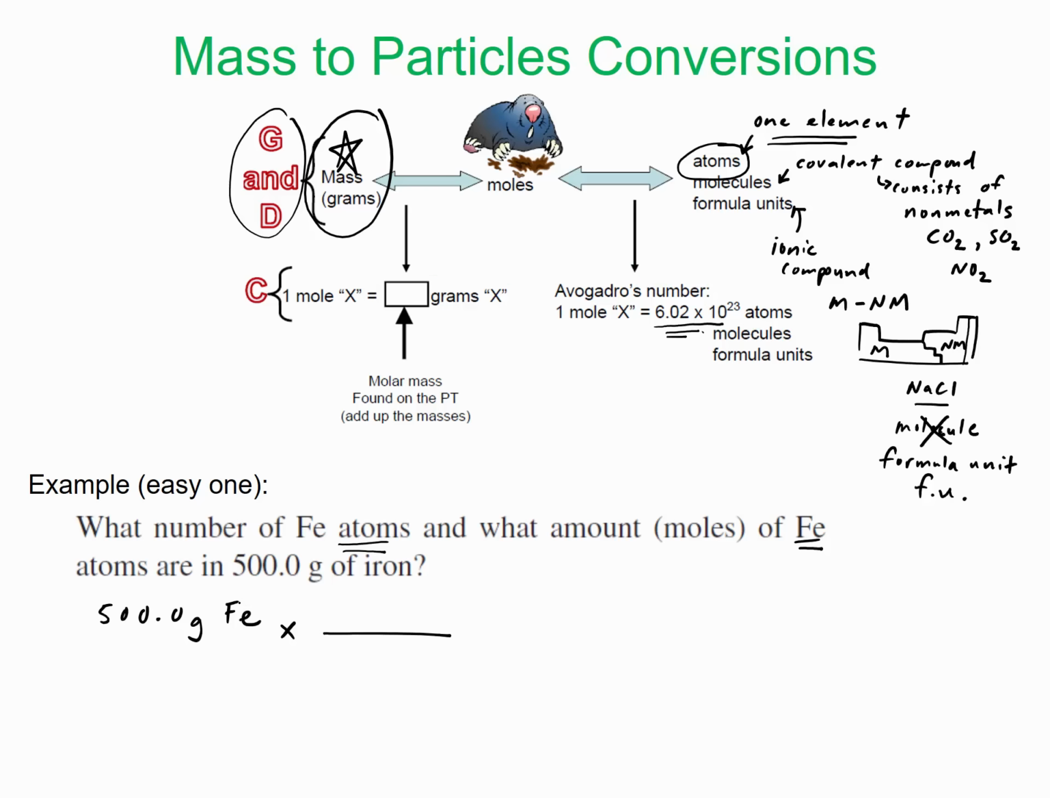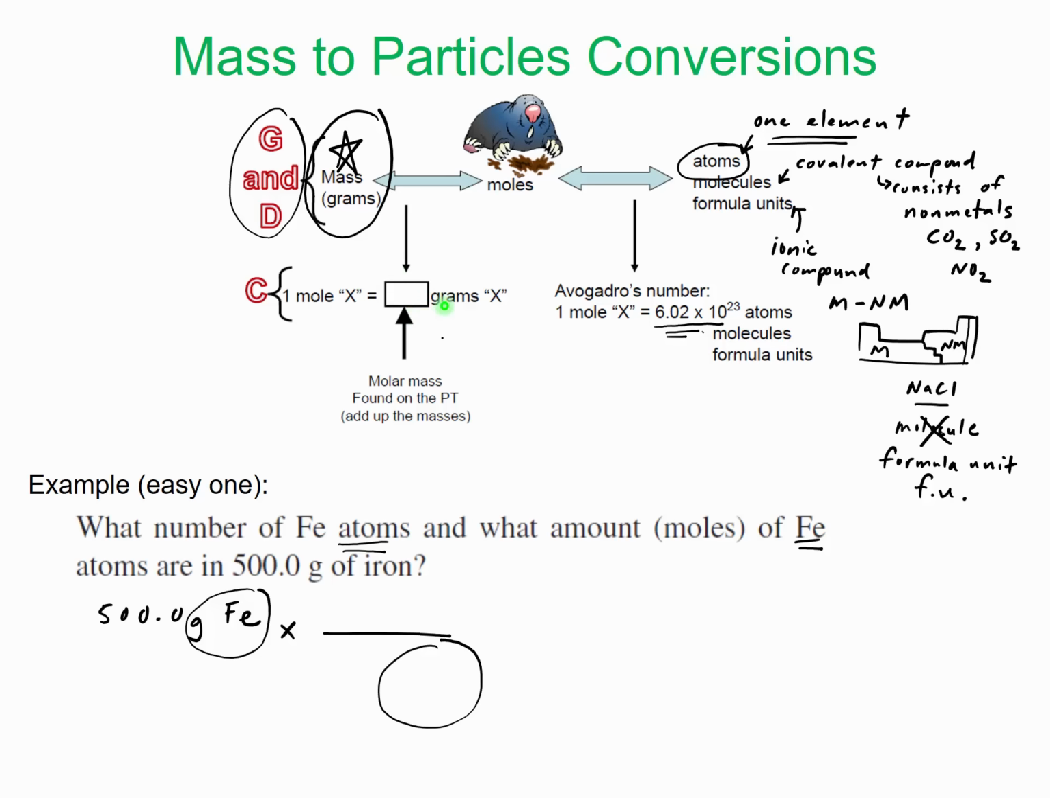What we want to do, the strategy here, is line up this gram with grams of Fe here. What this is showing is that to get from mass to moles or moles to mass, we need this conversion factor, which is the molar mass. So we're going to look up iron, and we find that iron is 55.85 on our periodic table. I left this in this conversion chart.